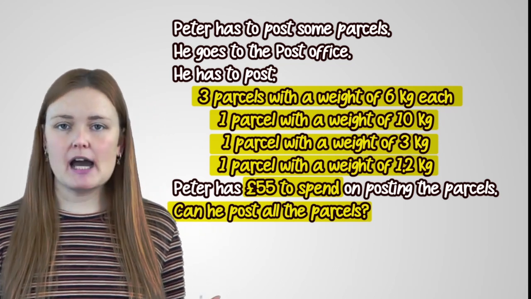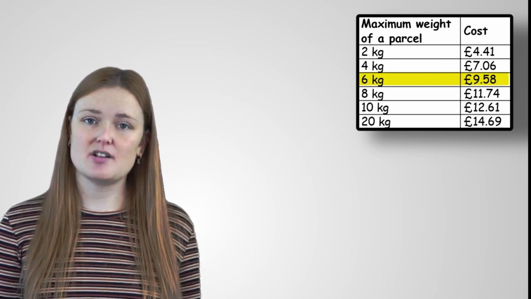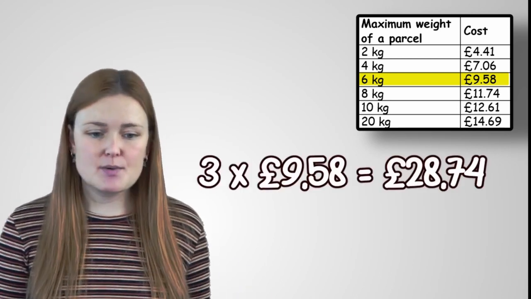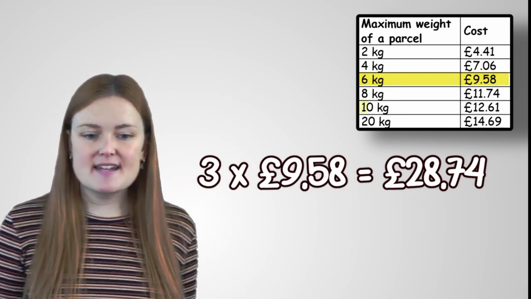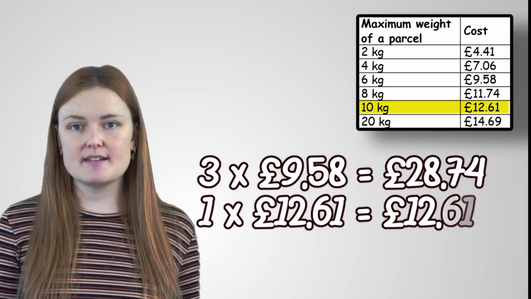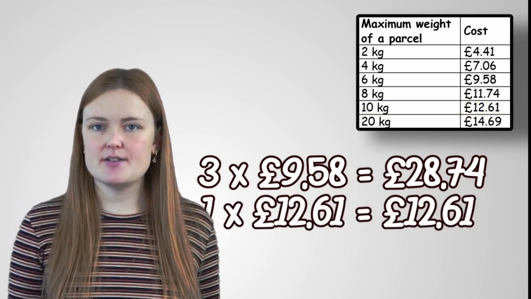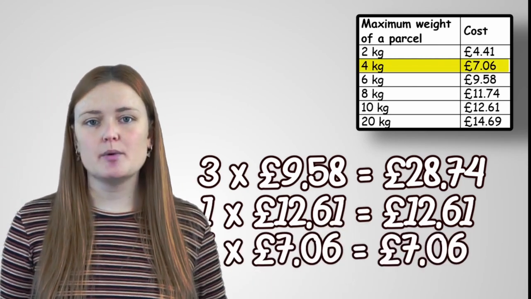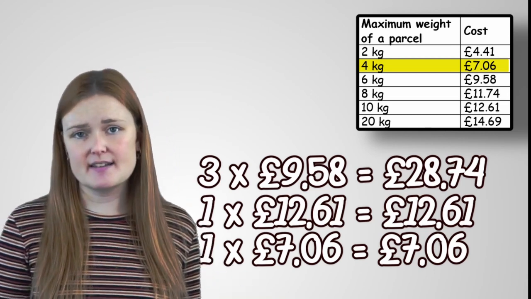So now let's work out how much it's going to cost him to post the parcels. So he's got 3 parcels that are 6 kilos each. So they cost £9.58. So 3 lots of £9.58 is £28.74. He's then got 1 parcel that weighs 10 kilos, so that's going to cost £12.61. He's then got 1 parcel that's 3 kilos. We don't have a 3 kilo weight in our list, so we're going to have to go to the next one up. We're going to have to judge it as 4 kilos, so that's going to cost him £7.06.